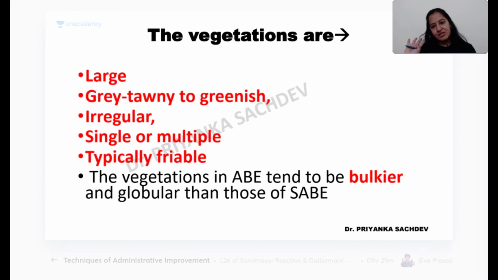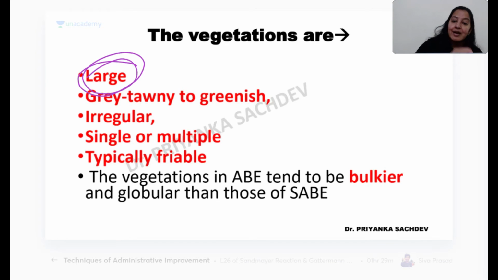Now describe the vegetations. Describe the vegetations: their gross, their wall, their location, their deformity. Again, same four headings. So describe the gross. The vegetations are large here. So in which are small, medium, and large? You answer it. What are small? What are medium? What are large? So small are present in rheumatic endocarditis and NBTE. Medium are present in Libman-Sacks, and large are present in bacterial endocarditis.